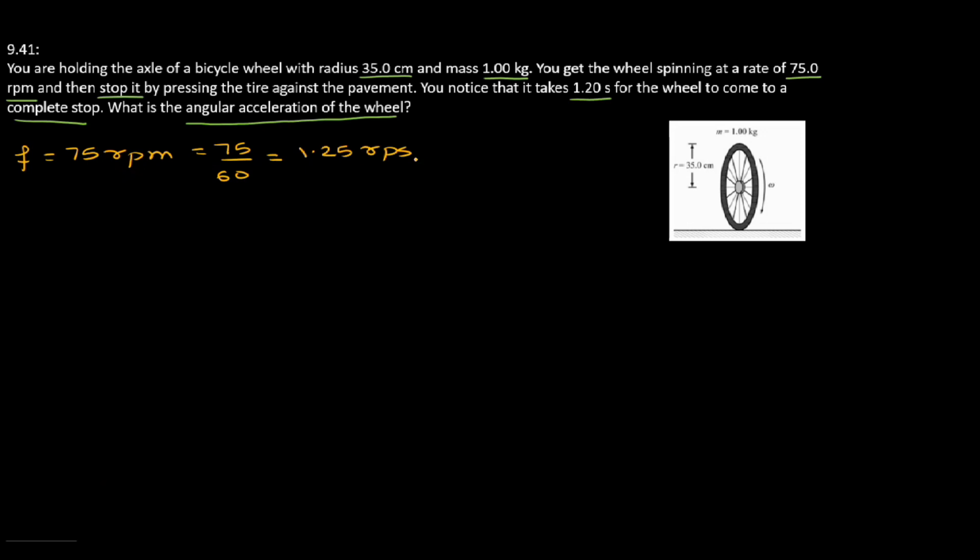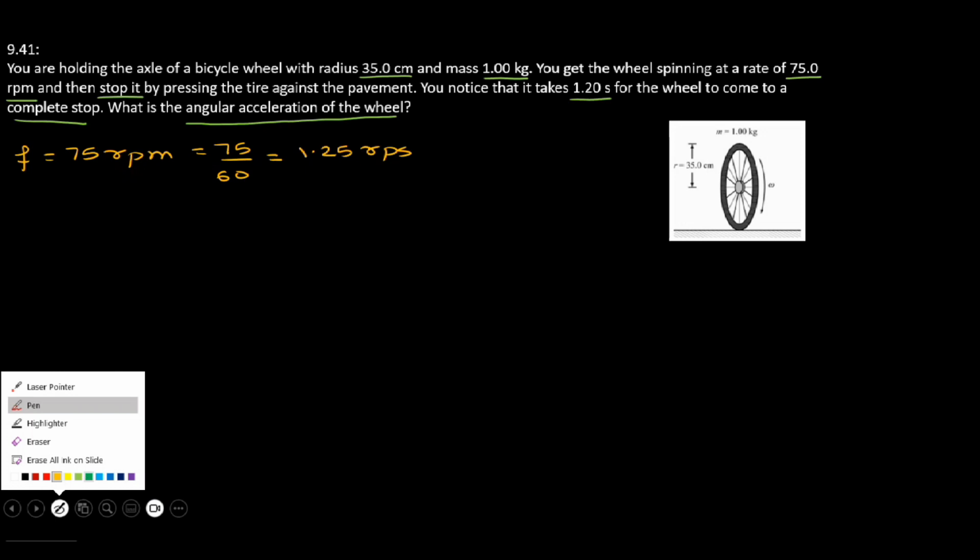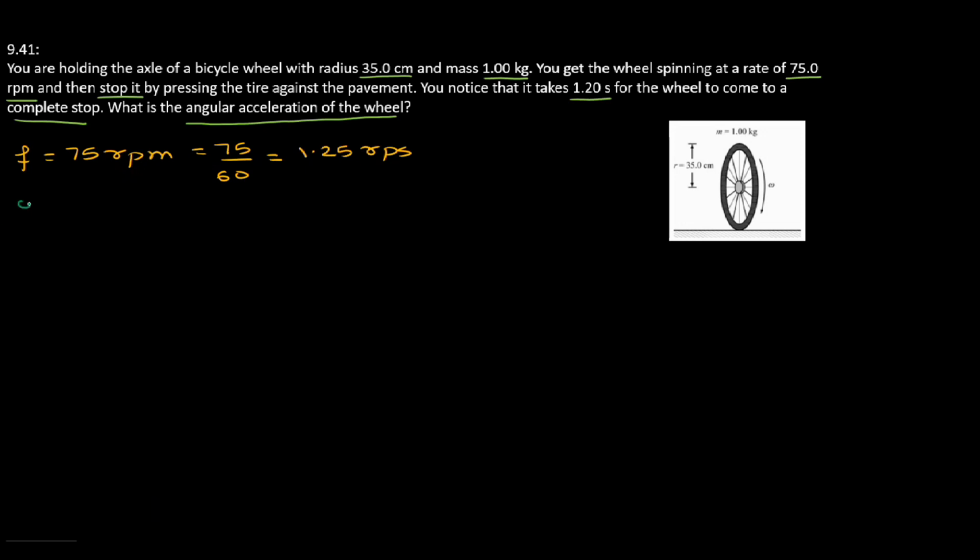Now, if you have the frequency, you can calculate the angular velocity of the object at that point using the frequency. The relationship between angular velocity and frequency is omega equals 2 pi f. And since this is the initial value of my velocity, I will write this as omega initial. So we can get omega initial by multiplying the frequency with 2 pi.